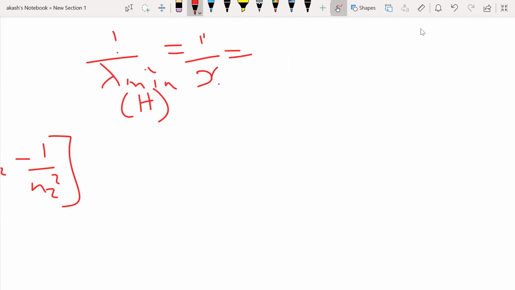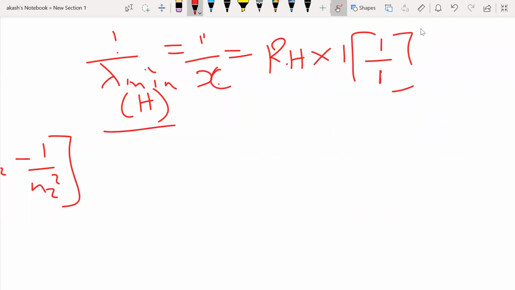Okay, so 1 by x is equal to RH. Let me keep it as RH itself because it is going to get cancelled. Now Z will be 1, right? Now into 1 by n1 squared minus 1 by n2 squared. Now I told you if it's going to be minimum wavelength, n2 should be infinity, right? So 1 by infinity will become 0. So I just have RH. Okay, so 1 by x is basically going to be RH for your hydrogen atom. Okay, fine. So let me do it for 1 by lambda max for your helium.